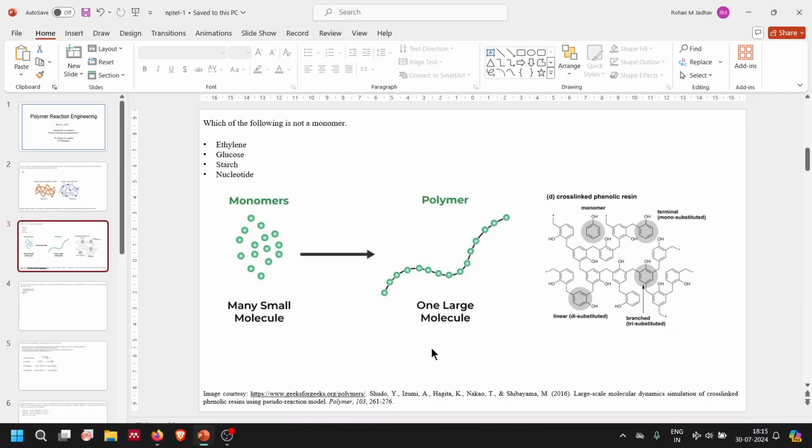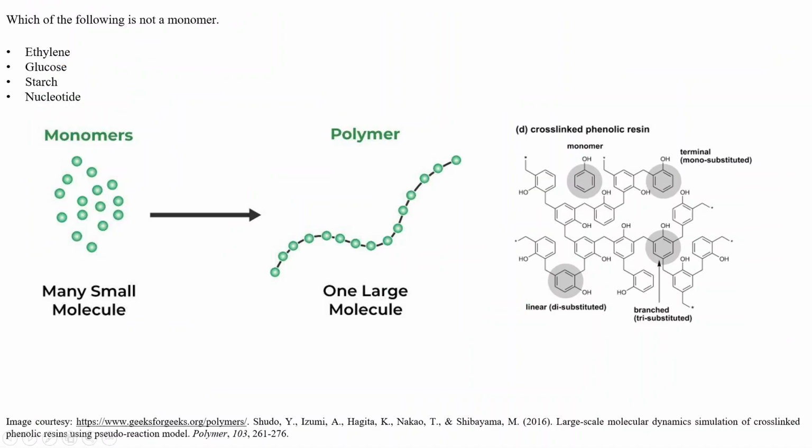Okay, so I will keep going with the problem now. Which of the following is not a monomer? The options are ethylene, glucose, starch, and nucleotide. You can see that ethylene is nothing but your CH2 double bond molecule, so when it's polymerized, it forms polyethylene. Since it is the constituent unit, it is a monomer.